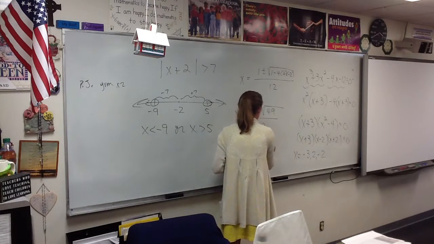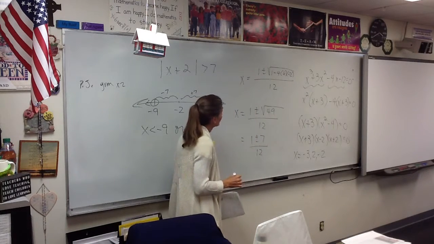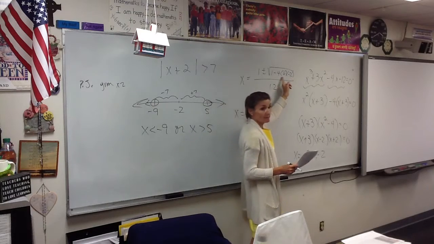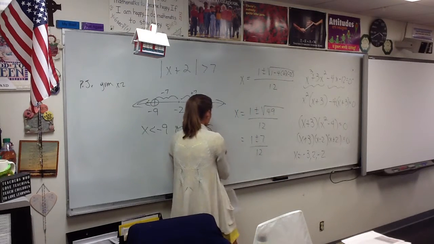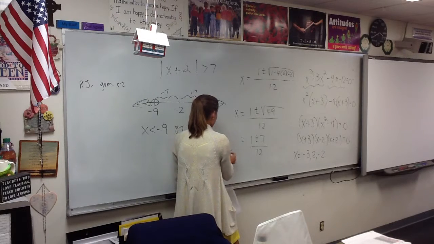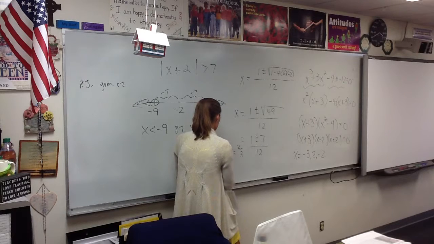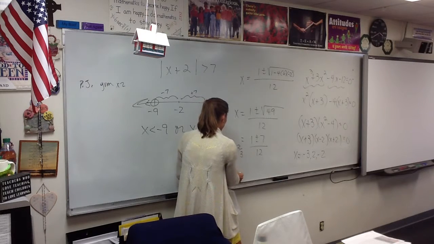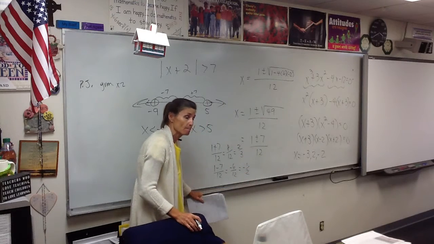Okay, and that's right. 49 is 7. I added, I did it wrong. I got 48, so I did it wrong. Yeah, I forgot that. Okay. That makes sense. So 1 plus 7 over 12 would be 8/12, which is 2/3. And 1 minus 7 over 12 is -6/12 or -1/2. So hopefully those are the answers I got. Yeah, I understand what I got, that's it.